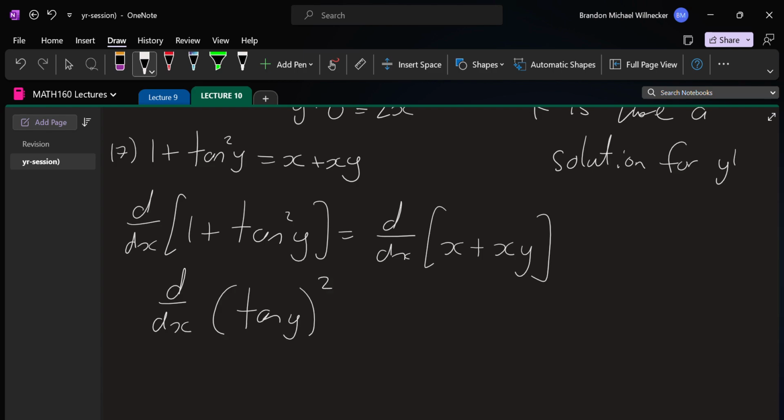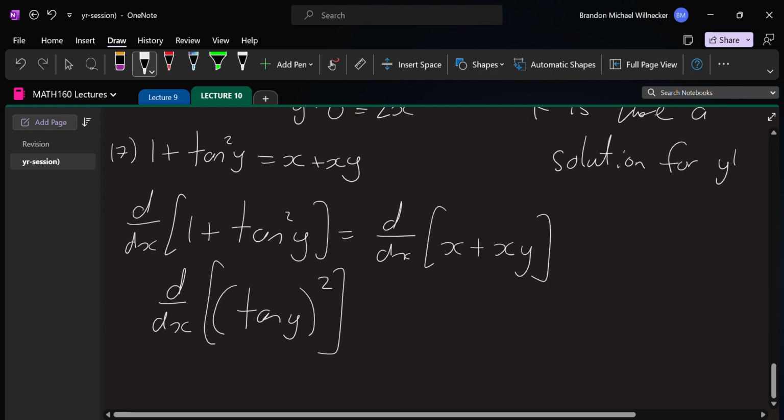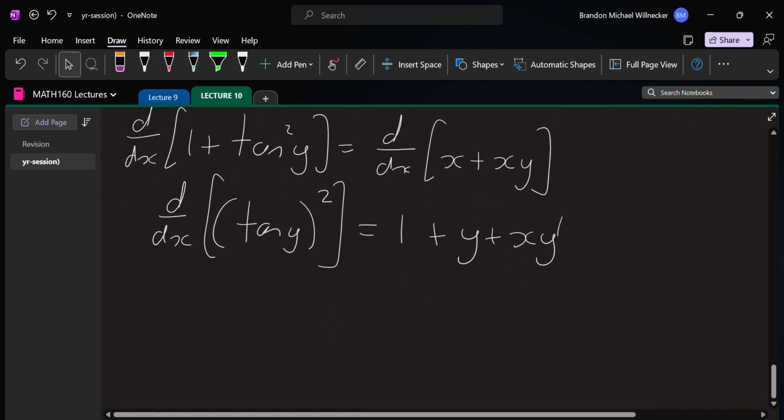Okay, so the derivative of tan squared, we need to think of that as the derivative of tan y squared. Okay, just because it's written as tan squared like that doesn't mean it's not a composition. It's tan of y and then squared. Okay, so you need to think of it like that. Okay, and then on the other side, that's going to be 1 plus y plus xy prime.